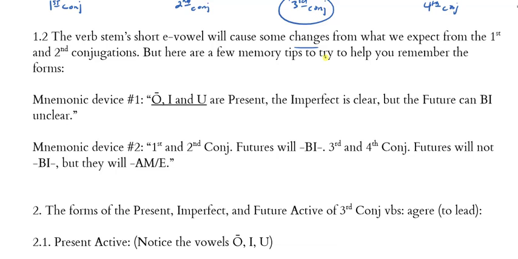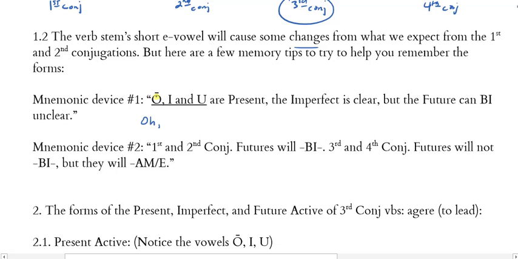And so what I've done is I've come up with a couple of memory tips to try to help you remember the forms. So here is mnemonic device number 1. And this O here is the O in the form of the Latin O, which has the macron. So O, I and you are present, meaning you and me. All right, so O, I and you are present. The imperfect is clear, but the future can be unclear. And here the B refers to the future tense morpheme or tense sign.